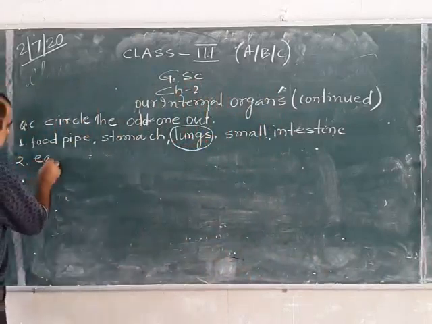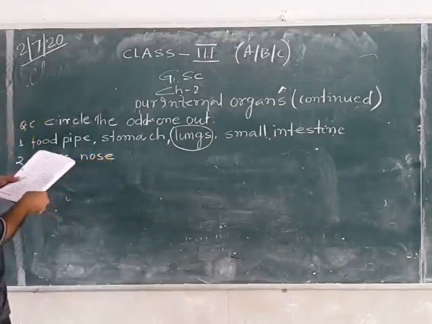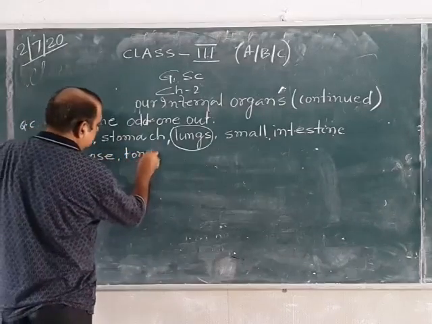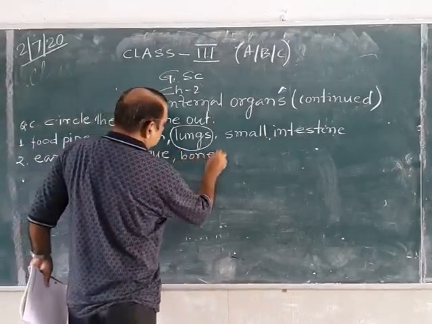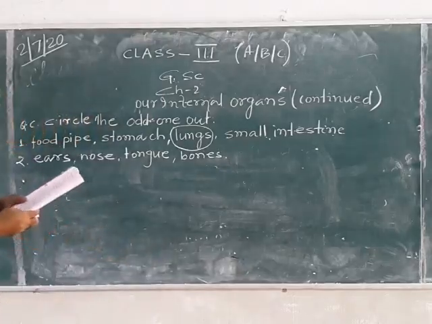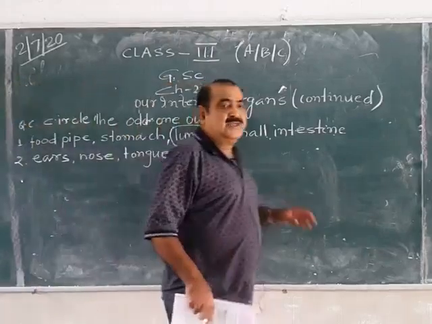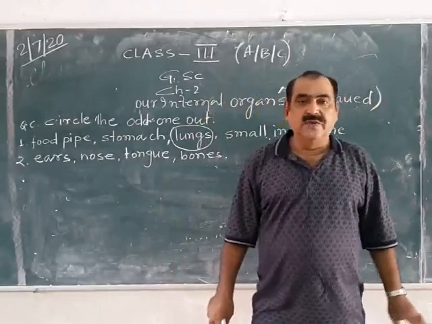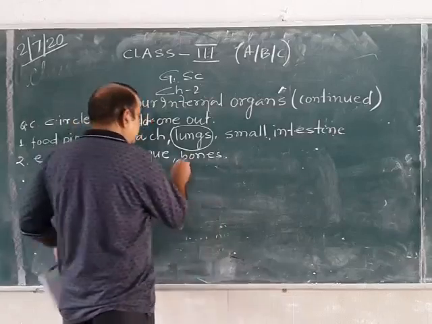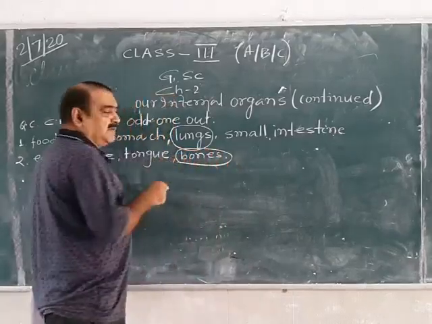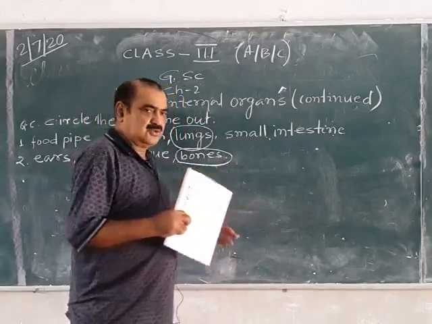Now number two, ears, nose, tongue, and bones. Here, you know that ears, nose and tongue, they are our sense organs, whereas bones are not our sense organ. So odd one is bone. This is not in our sense organs. These three are sense organs, so bones is odd one out.